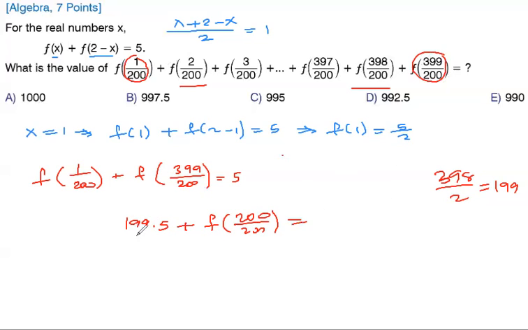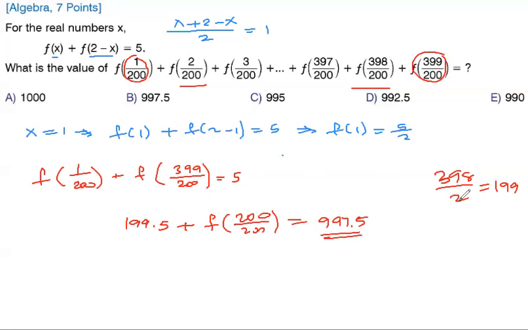So if you had this 200 times 5, that is 1000, but this is one less than that, which is 995. But there is also f of 1, which is 2.5. So if you combine those, you will get 997.5.